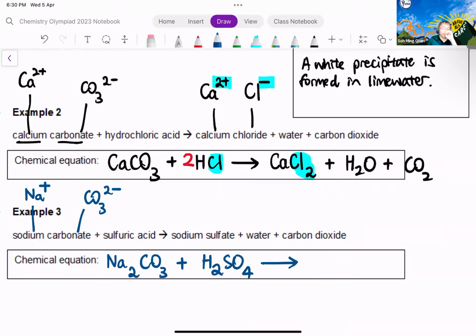So sodium carbonate plus sulfuric acid forms sodium sulfate. Again, must be careful. Sodium, Na+, sulfate, you must memorize, SO4 2-. So again, the plus and minus don't cancel out. To cancel out, I must have 2 times the amount of sodium bonded to sulfate.